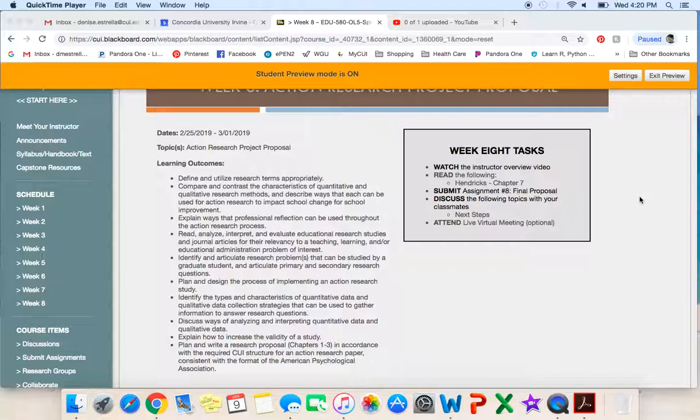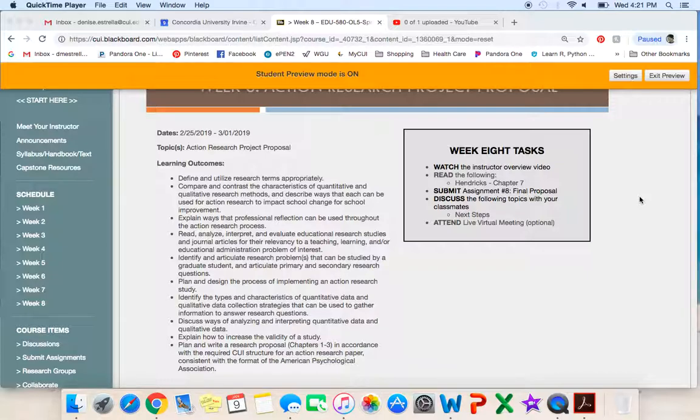administration problem of interest. Identify and articulate research problems that can be studied by a graduate student, and articulate primary and secondary research questions. Plan and design the process of implementing an action research study. Identify the types and characteristics of quantitative data and qualitative data collection strategies that can be used to gather information to answer research questions. Discuss ways of analyzing, interpreting qualitative and quantitative data.